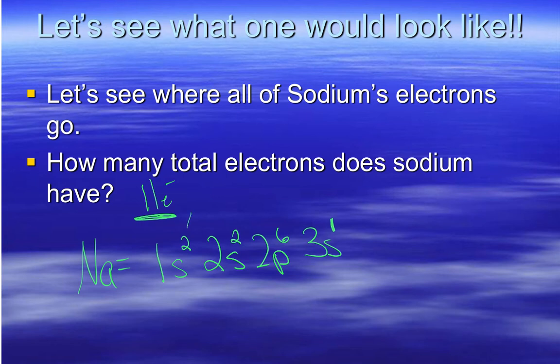If I count these little numbers right here, that tells me how many electrons are in there. The highest energy level that sodium has is 3, right? So it has 3 energy levels, and the highest energy level that sodium has that is completely full is 2.